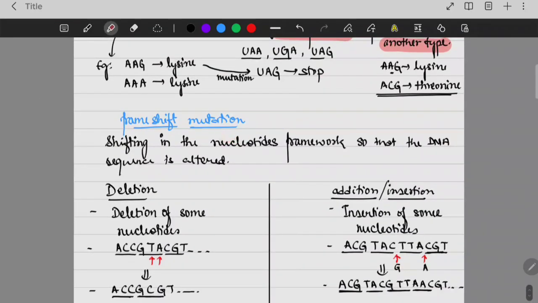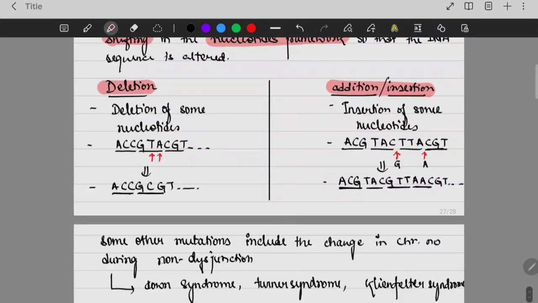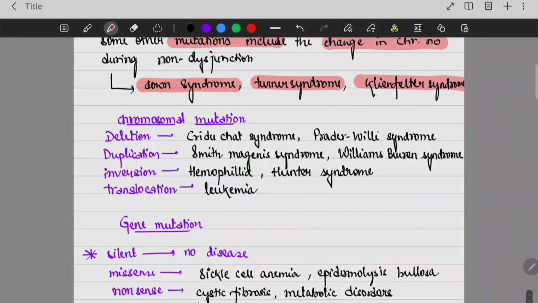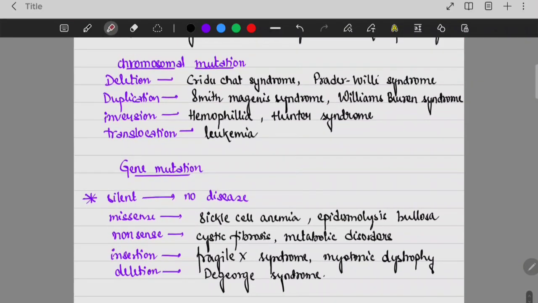Under frameshift, the nucleotide framework is shifting, under which there are two types: one is deletion, one is addition or insertion. Deletion of some nucleotides and insertion of some nucleotides. Other mutations include the change in the chromosome number, like in the case of Down syndrome, Turner syndrome or Klinefelter syndrome. Now the examples of each and every mutation are given here.